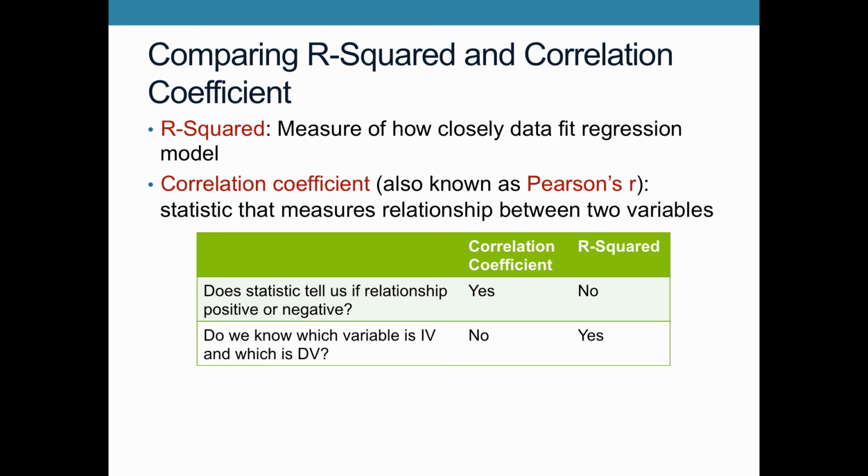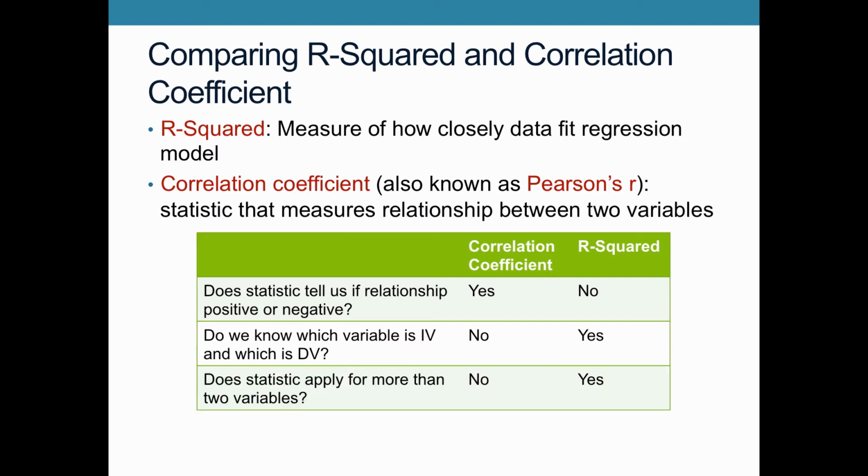Secondly, do we know which variable is the independent variable and which one is the dependent variable? With the correlation coefficient, no. We just know that they have some sort of relationship. There's no assertion of causality. We don't know which one's an independent variable. We don't know which one's the dependent variable. We just know that they go together. Versus R squared is based on the regression model, and regression is about causality. So there we have asserted one of these is the independent variable. One of them is the dependent variable.